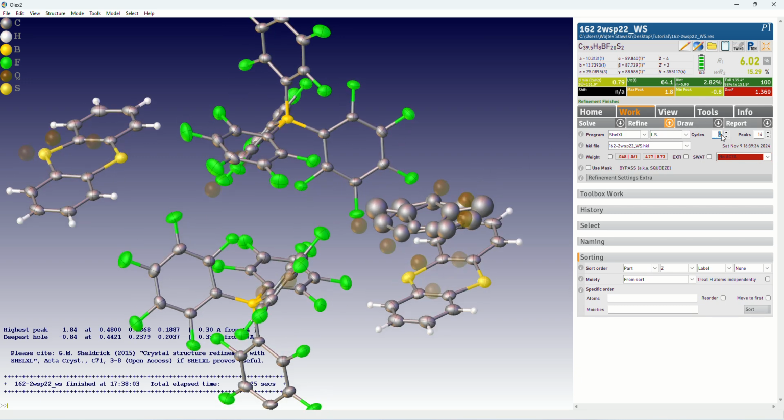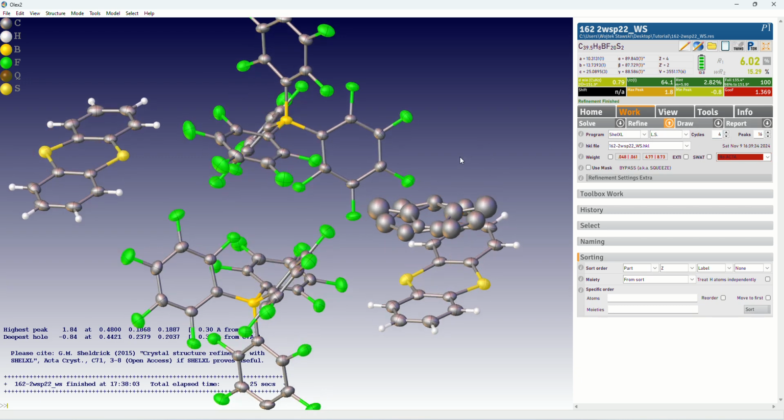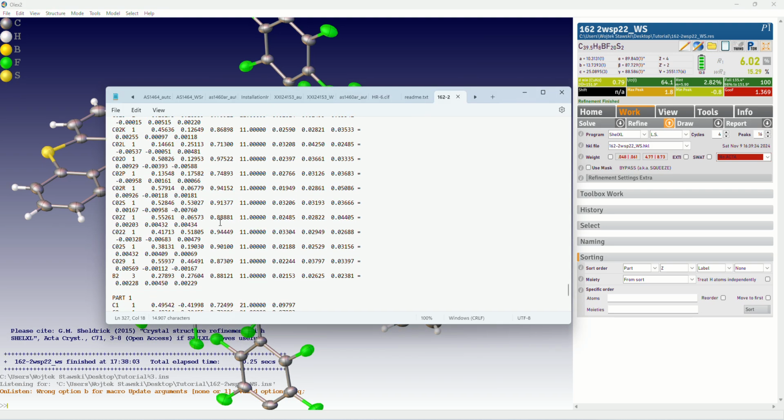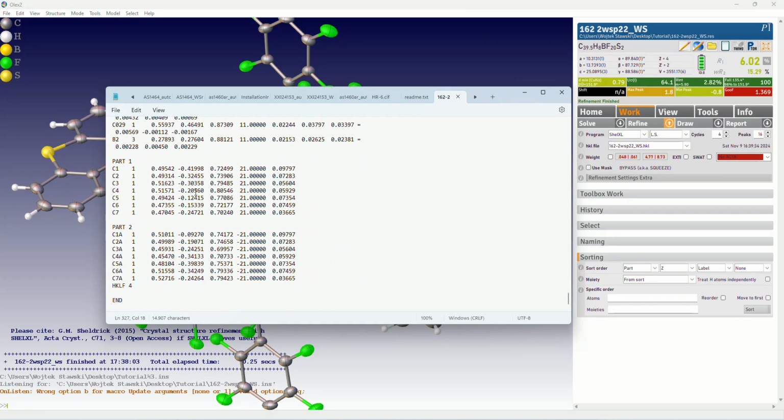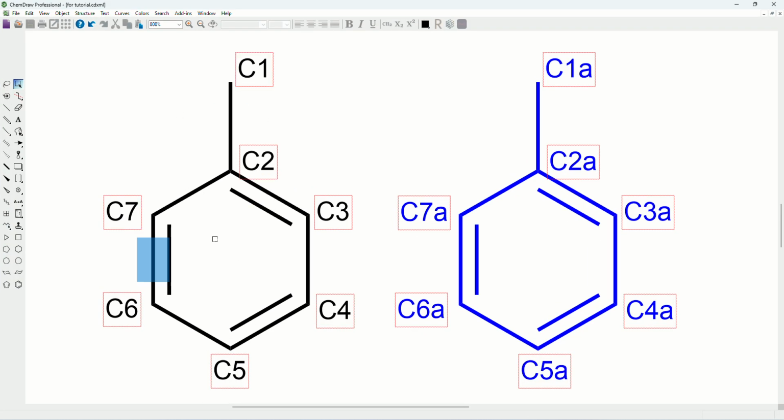Okay. And now let's have a look at our edit. Let's have a look at the inst file. So in this case, we have very nicely arranged column. So we have atoms that are in part 1 and atoms that are in part 2. So we want to do two things. So first, when we use same, we want to compare the first component of this order to the second component.